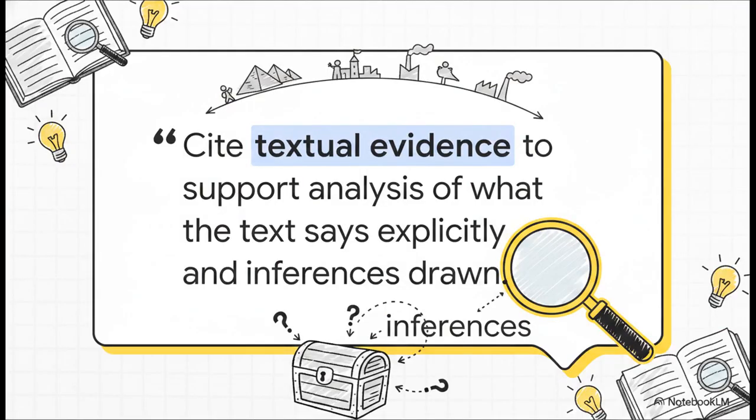Our core directive here requires you to cite textual evidence to support an analysis of explicit text, as well as inferences drawn from it. That word right there, inferences, is absolutely key. It means reading between the lines. People in the past didn't always write down exactly what they were thinking or planning. Being able to draw solid inferences is exactly what separates a passive reader from a truly active, top-tier detective.